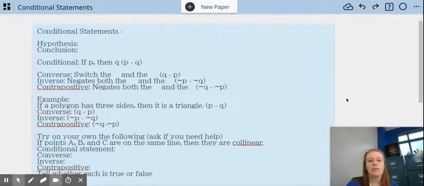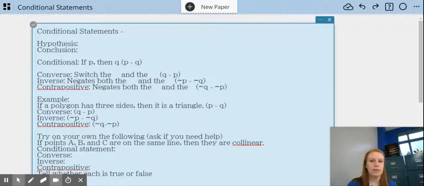Guys, today we are going to talk about conditional statements. So let's go ahead and get started.